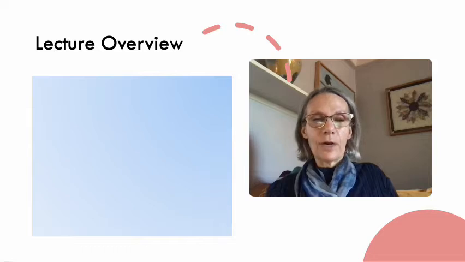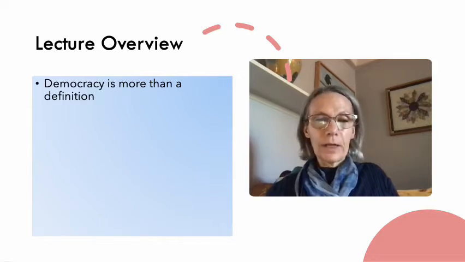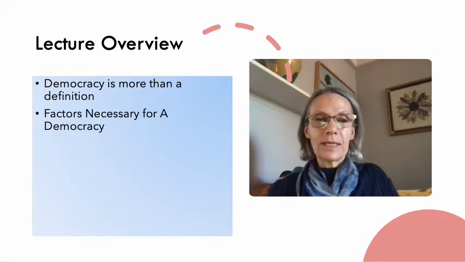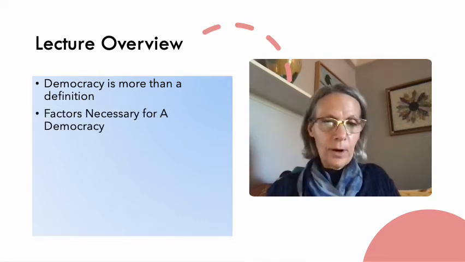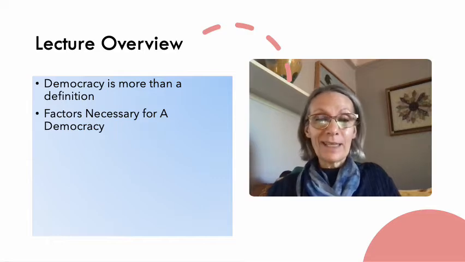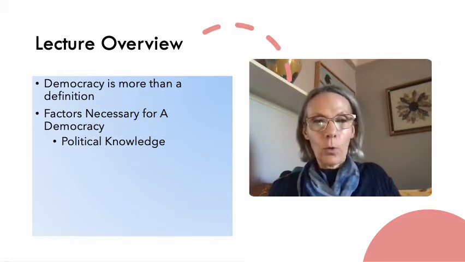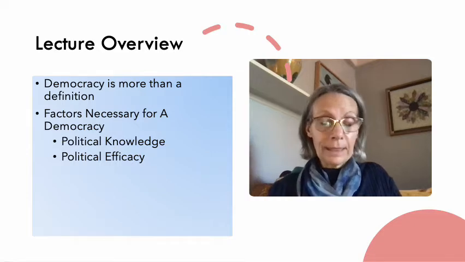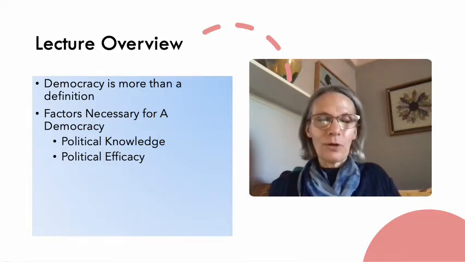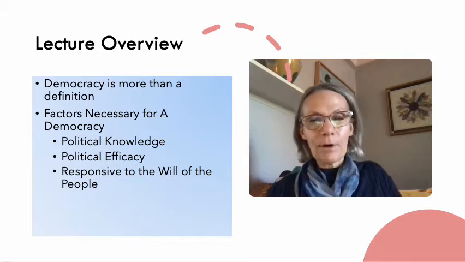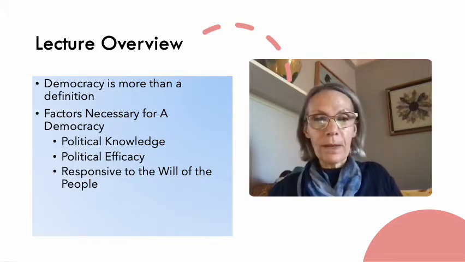So what are we going to be covering in this lecture? Well, first we're going to look at how democracy is more than just a definition. Other factors need to be present in a democracy for democracy to actually be a democracy. Some of those factors are political knowledge: the citizenry must have knowledge about the political workings of the country. A concept called political efficacy, which we'll define in a moment, and that government needs to be responsive to what the people want. In other words, responsive to the will of the people.